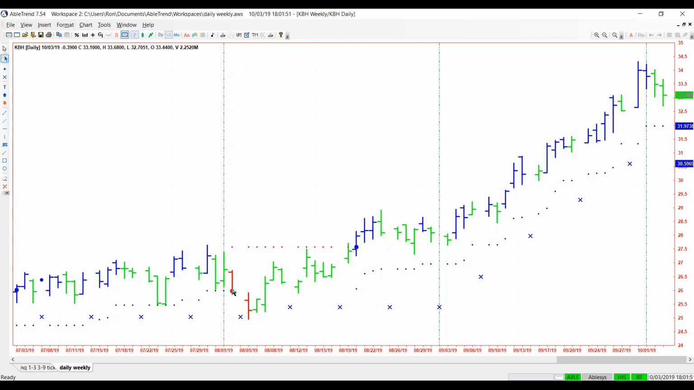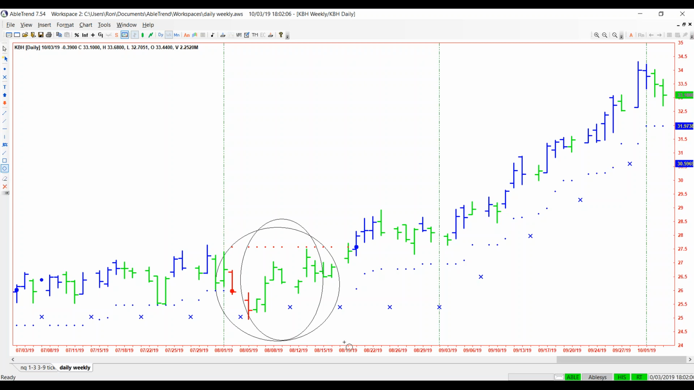We would never go short, like right here. The daily says, hey, a downtrend is coming, but the weekly says, no, there's a wall of support there. No trade. This we call a no trade zone. We're just not going to do anything.